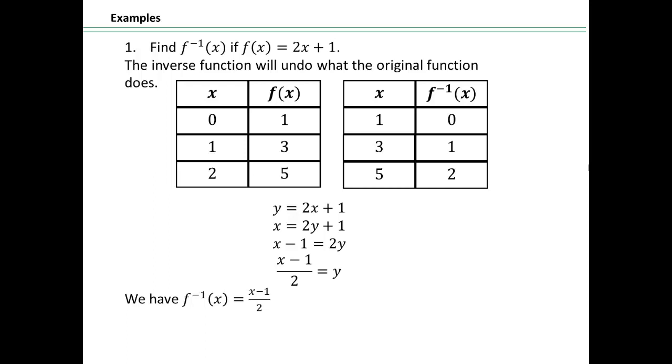So this is going to be the standard process of finding inverse functions. It makes sense by what you just saw right here. So switch x and y, solve for y. That will give you your inverse function. So the inverse function of x, subtract 1, divide by 2, will undo what you did right there.